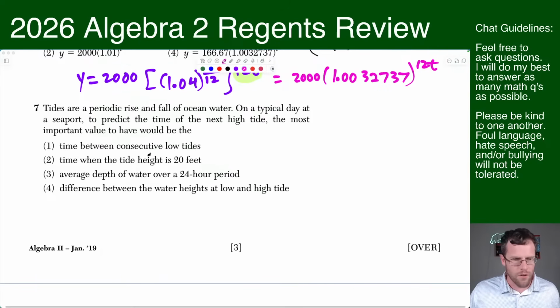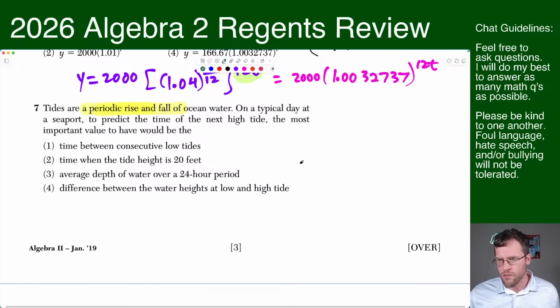Okay, so moving on. So let's see. Tides are a periodic rise and fall of ocean water. And then we have, on a typical day at a seaport, to predict the time of the next high tide, the most important value to have would be the... So this is the $1 million phrase here, periodic rise and fall. So functions that do that are sine and cosine.